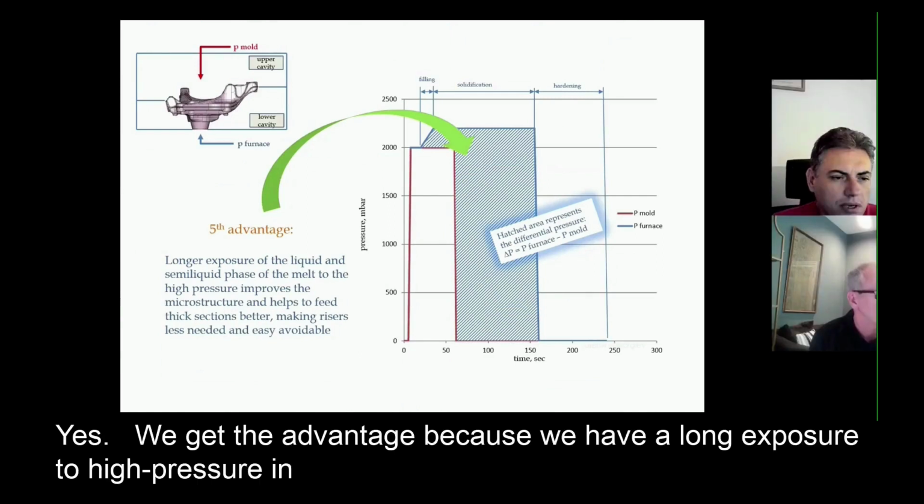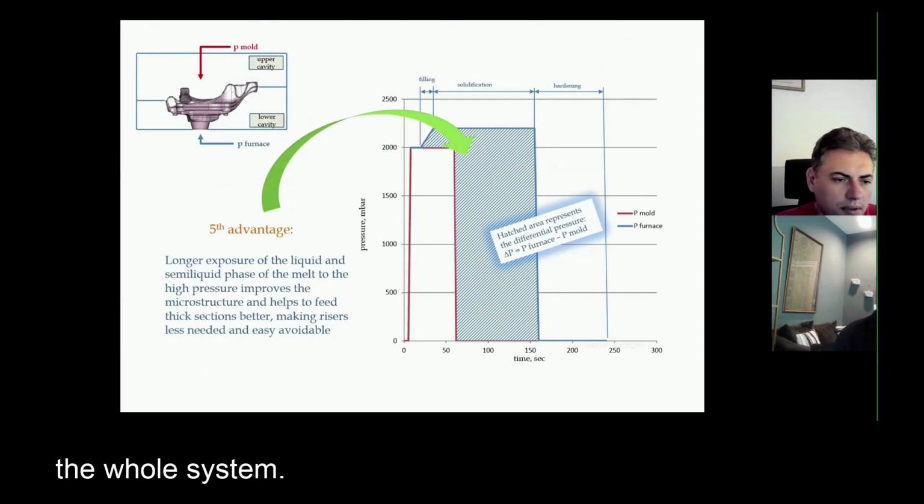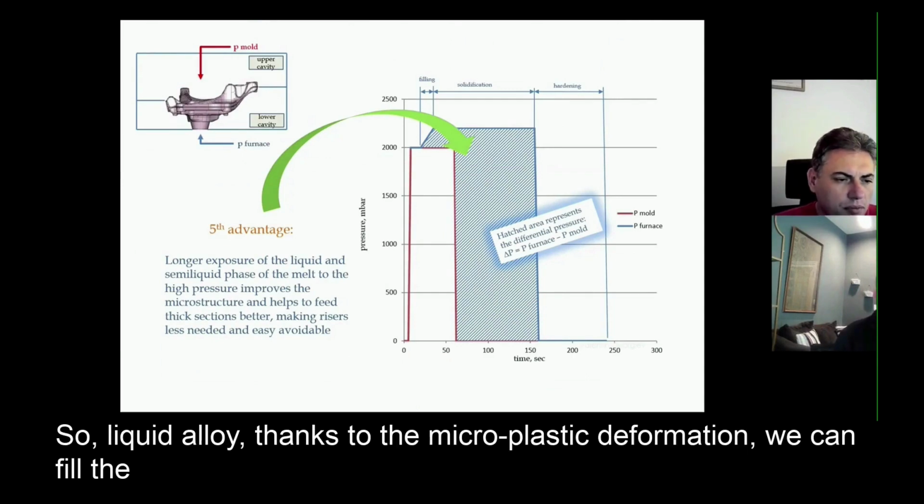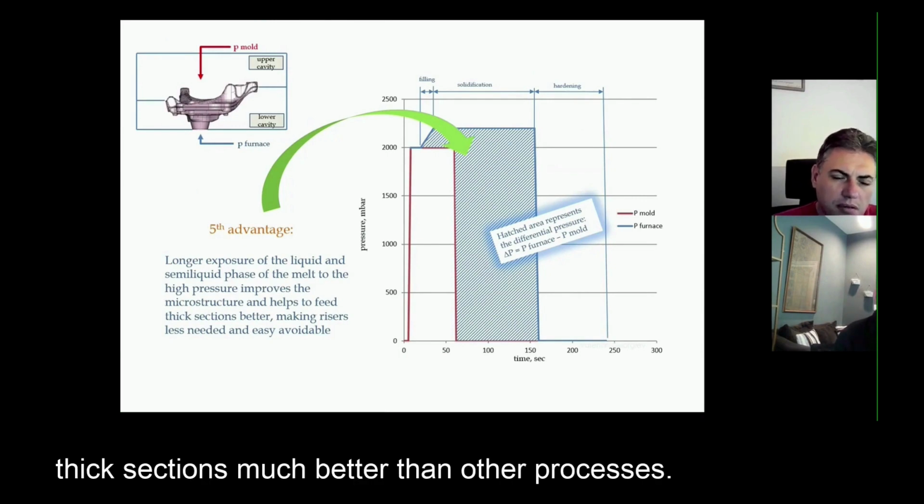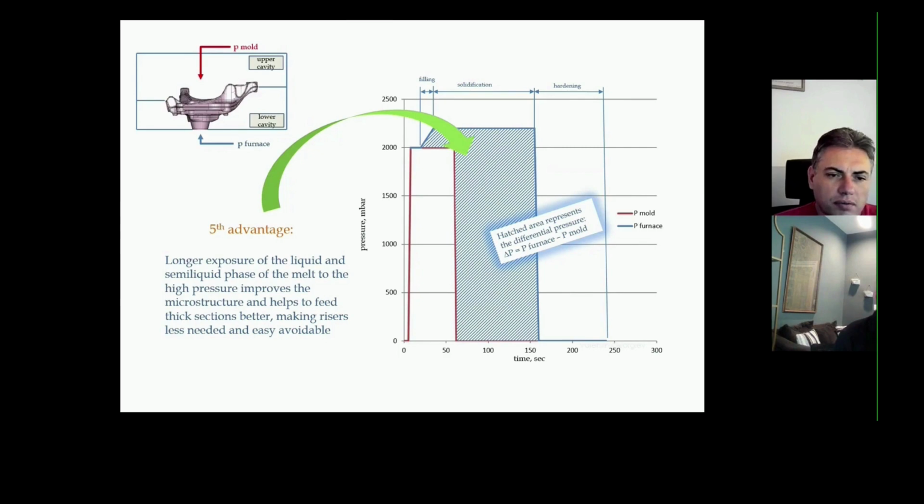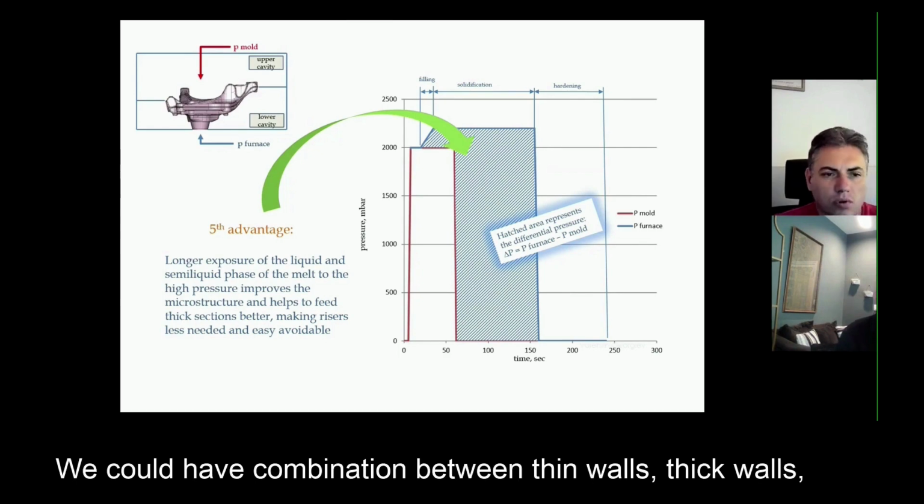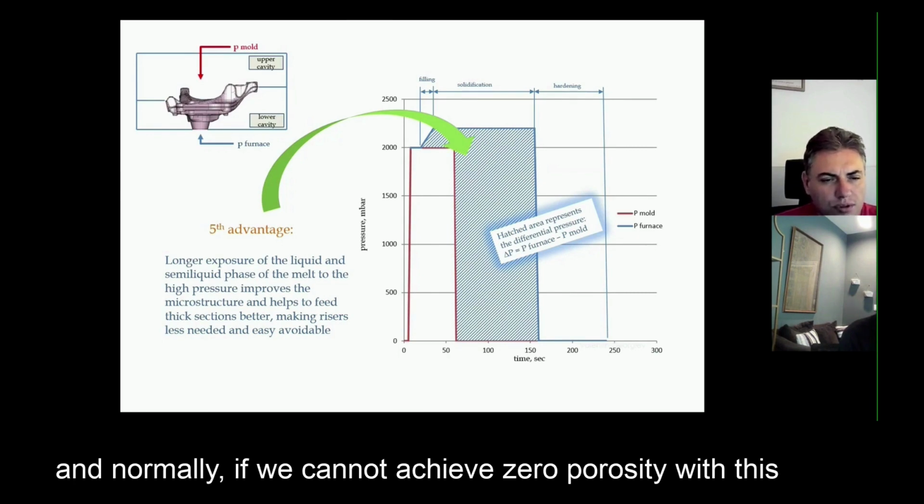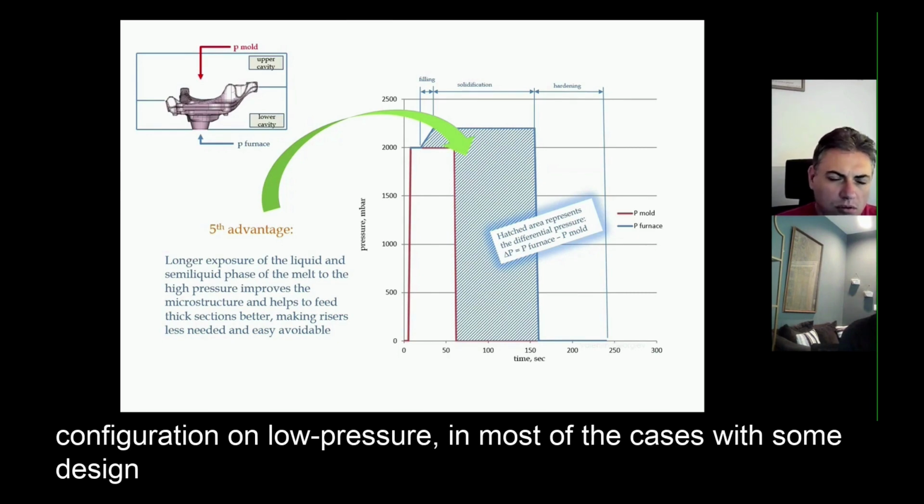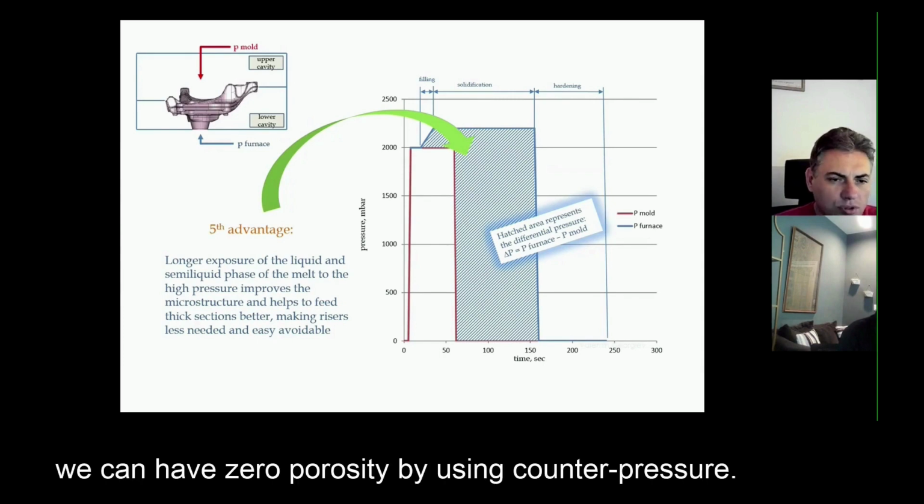Yes, the fifth advantage, but we have a long exposure of the high pressure in the whole system, so liquid alloy, thanks to the microplastic deformation, can feed the thick sections much better than other processes, and we could have combination with thin walls, thick walls. And normally, if we cannot achieve zero porosity with this configuration on low pressure, in most of the cases, with some design tricks on the mold, we can have zero porosity by using counter pressure.